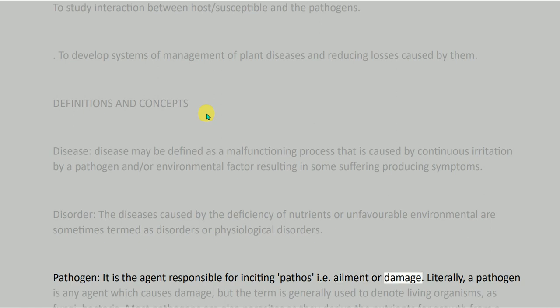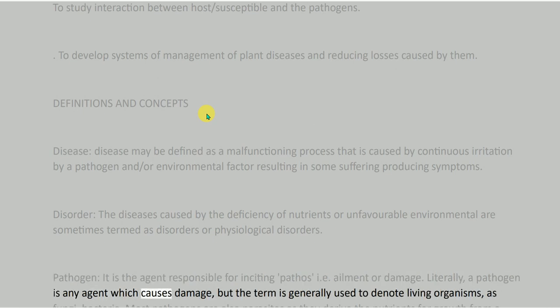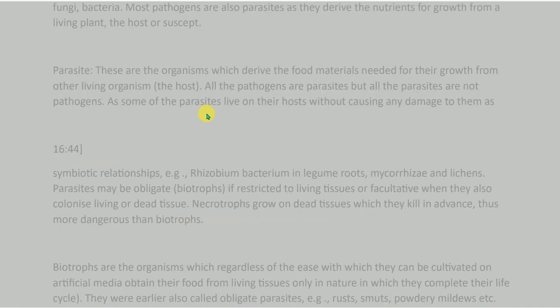ailment or damage. Literally, a pathogen is any agent which causes damage, but the term is generally used to denote living organisms, as fungi, bacteria. Most pathogens are also parasites as they derive the nutrients for growth from a living plant, the host or suscept. Parasite. These are the organisms which derive the food materials needed for their growth from other living organisms, the hosts.